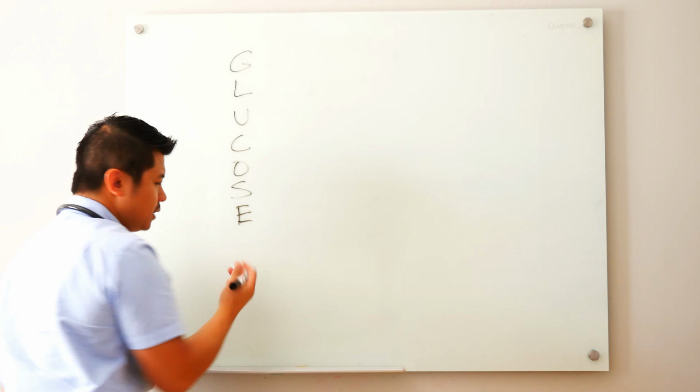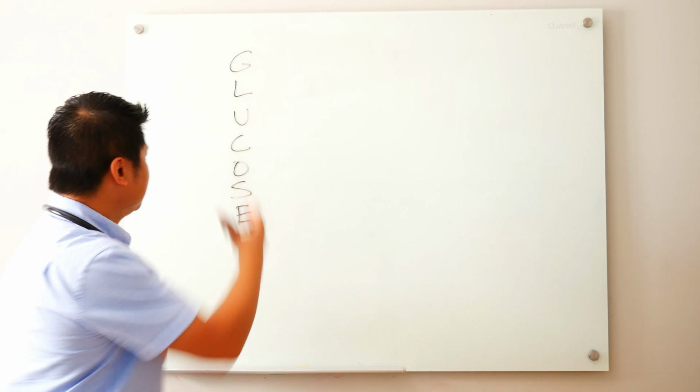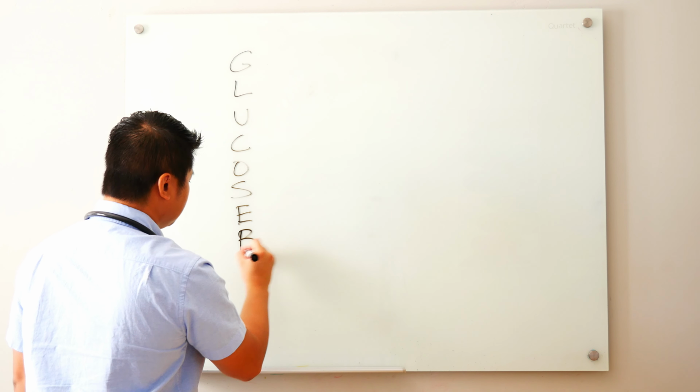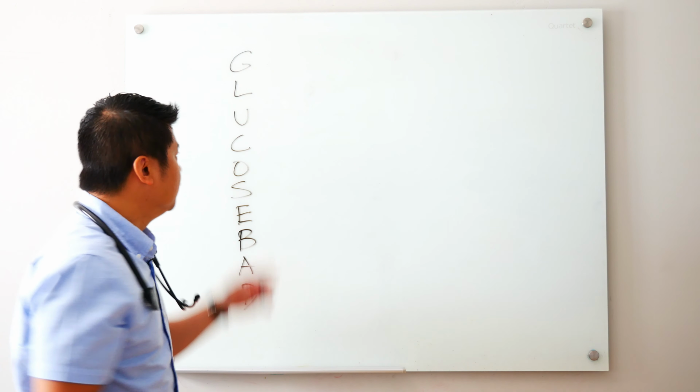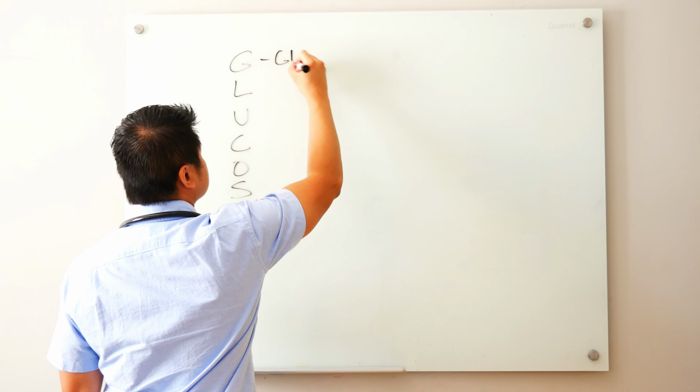G-L-U-C-O-S-E. And that's your glucose, right? And then now BAD, B-A-D. So GLUCOSEBAD, all right? So G stands for glycemic control.